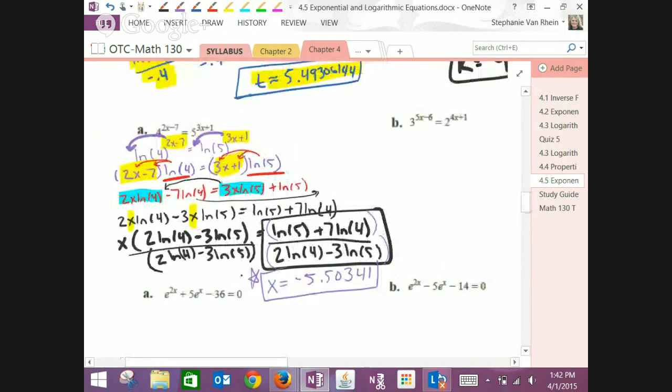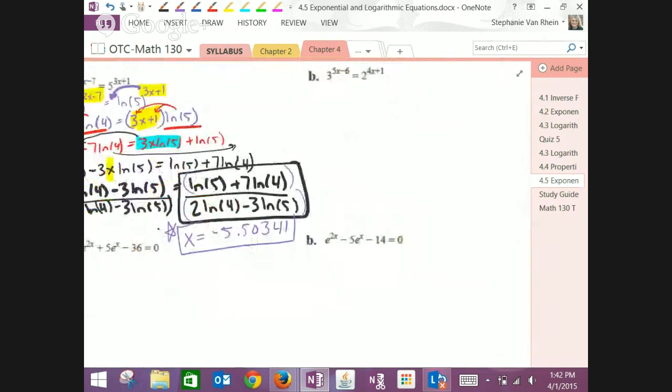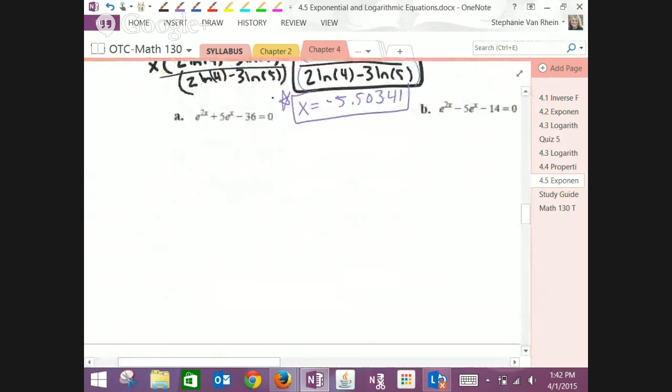So B's around the same approach. I'm going to let you guys work on B on both of these. I want to go over this last type, and then on Monday, I'll go over the answers to both of those.